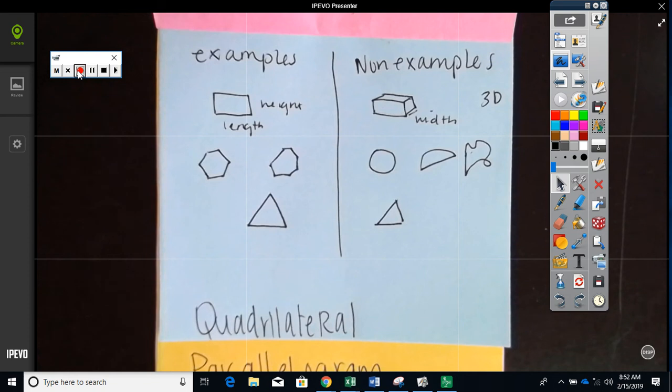You'll have to complete a chart based on what you know about the quadrilaterals.